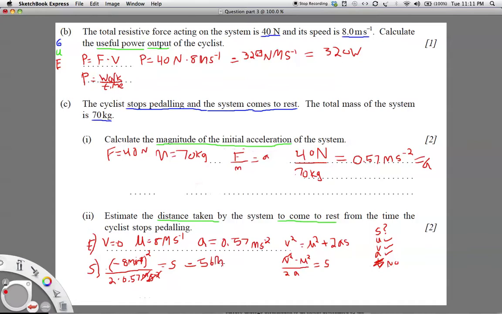There's one more question on here. It says, give me one reason why your answer in C is only an estimate. As you hit the brakes on your bike and start to come to rest, the air resistance starts to drop off as well. So this force of 40 newtons isn't constant as you're braking. Okay, that's it. See you in the next video.